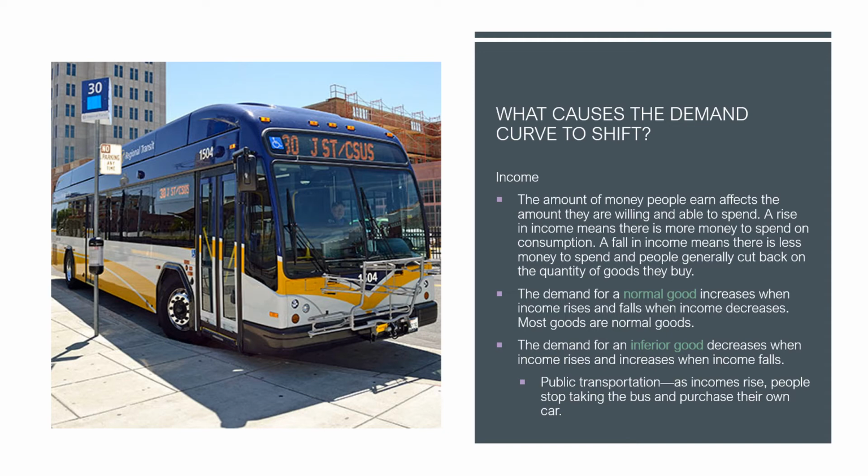If the demand for a particular good rises when income rises and falls when income falls, we call it a normal good. Most goods are normal goods. For example, when people have more income, they tend to buy more newspapers, cars, fruit juice, televisions, and restaurant meals. Not all goods are normal goods, however.